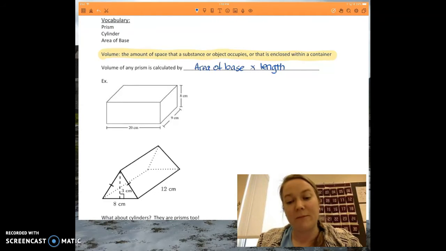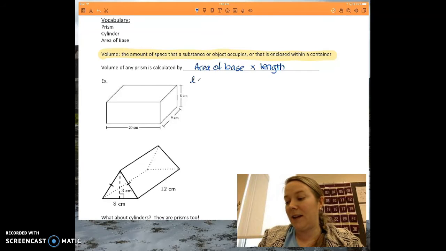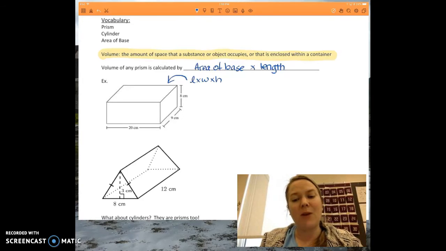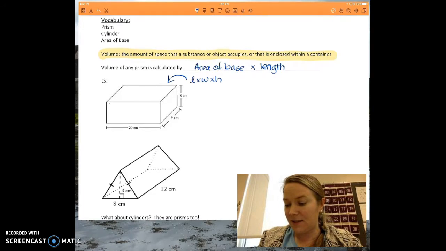Now you might be more familiar with this as length times width times height, but that only works for a rectangular prism. With a rectangular prism, it works because depending on how you rotate the figure, any face could be the base. So if we look at this and we say that this face here is going to become the base.